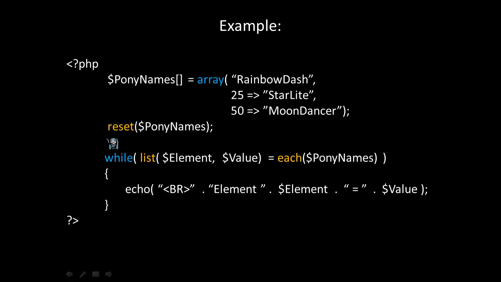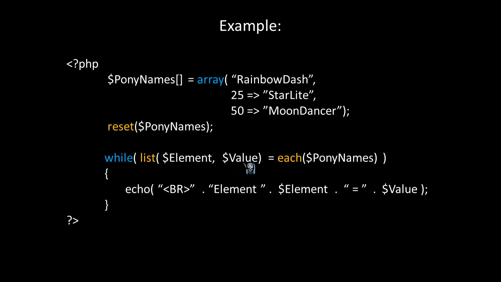Then we have a basic while true loop, and we're going to use the list and the each methods here along with the array. Inside the condition part of the while true loop, in the parentheses, look what we're calling: the list method. We have two variables there, element and value. Element represents the element, and value is the value stored in that element.